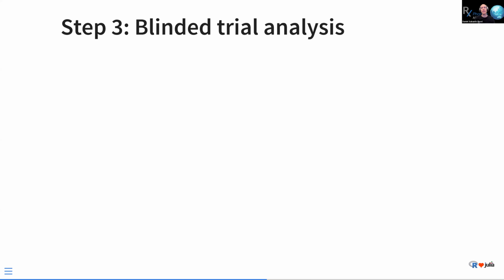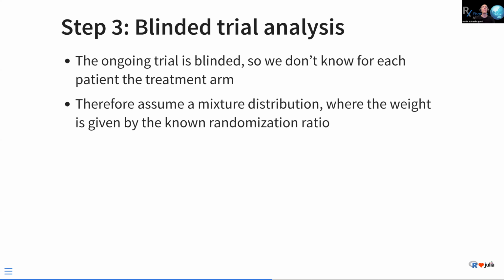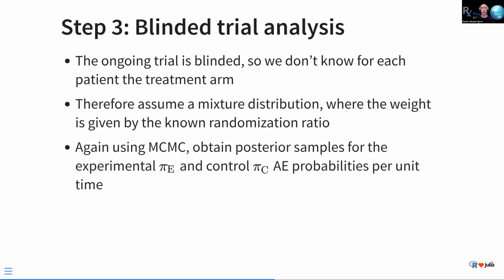Okay. And the last step is then to do the blinded trial analysis, so the actual application, right? So we assume basically for each patient, because they are blinded, we don't know which arm this patient came from, control or experimental arm. So as an approximation, we say, well, we know the randomization ratio, maybe 2 to 1. And if it's 2 to 1, then we assume, okay, with probability 66%, this patient came from the experimental arm, with probability 34% or whatever, from the control arm. So we have a mixture kind of likelihood for this patient.